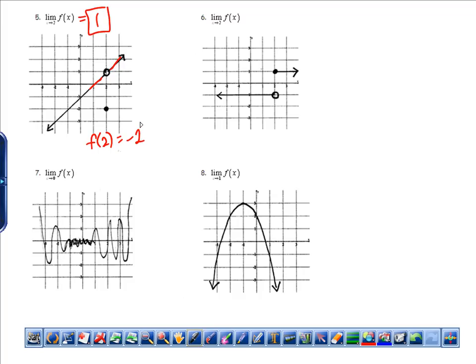So notice the difference here. Here we have the limit as x approaches 2 of f of x. Well, this is kind of weird because as x approaches 2 from the right and as x approaches 2 from the left, I get two different numbers. When you get two different numbers, this limit does not exist. We saw that with our infinite limits when we were bouncing back and forth between a positive and a negative.